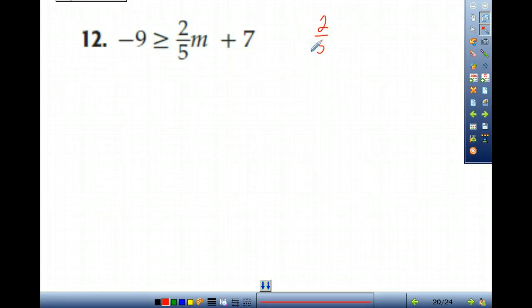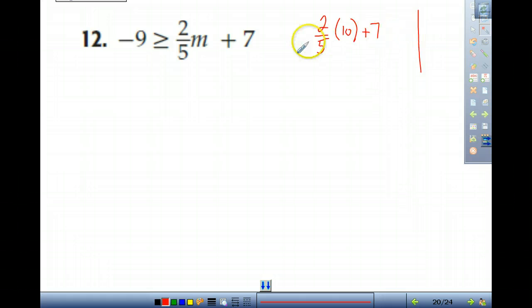If I had 2/5, let's say, times 10, and then plus 7, what would be the first thing I'd have to do here? For the 10, what would I do first? Well, what would I multiply? So you would multiply by 2/5 first, right? And after you did that, we get 4. Then what would you do to this number? You would add 7. So there's our steps. Let's do them backwards. Instead of adding 7, we're going to subtract 7.